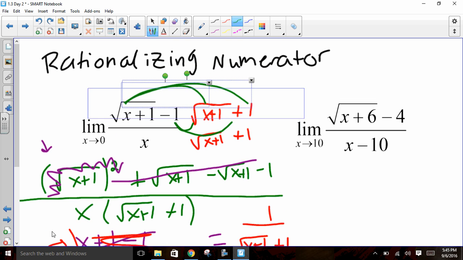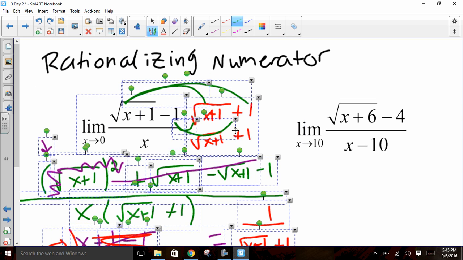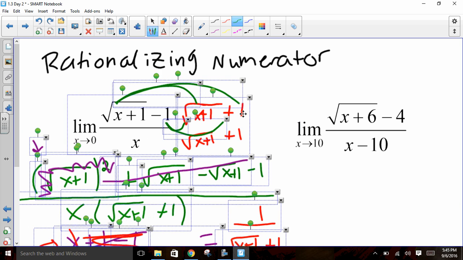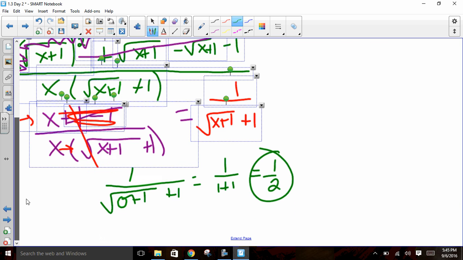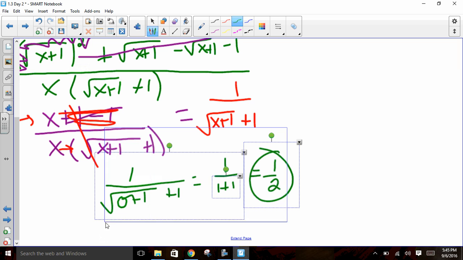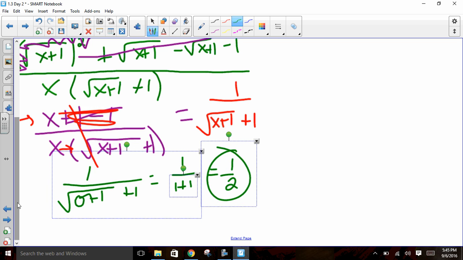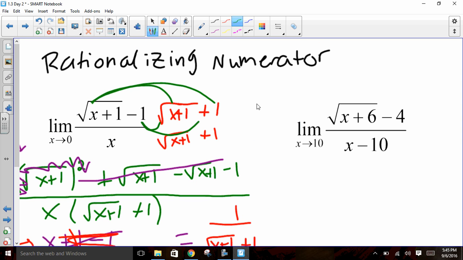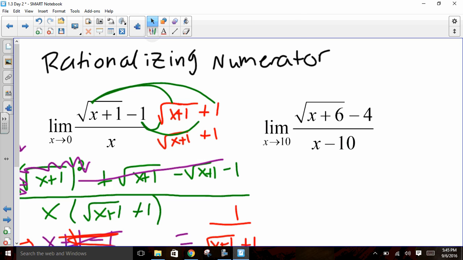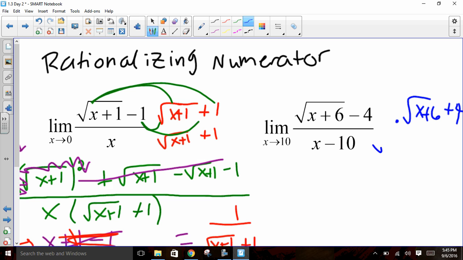I'm going to move some of this over so I have room, because I write quite large. Okay, so no green, red, or purple, so we're going to do this one in blue. We're going to approach this next problem exactly the same way. We want to rationalize that numerator, so we're going to multiply by the opposite of what I see on top. So I'm going to multiply by square root of x plus 6 plus 4.